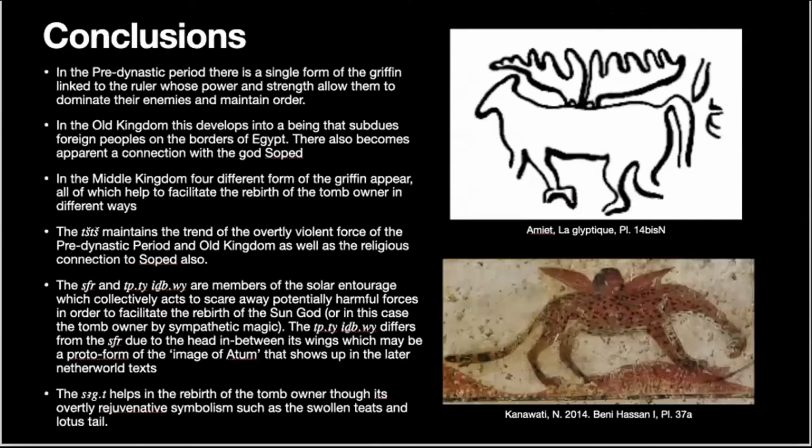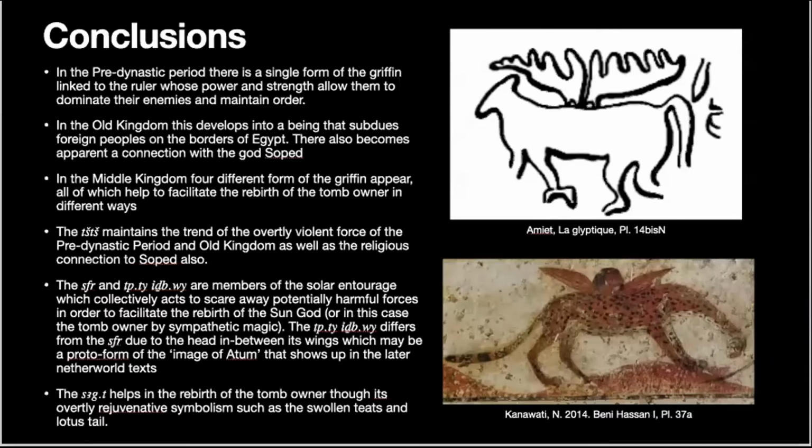So overall, I've tried to show that the griffins of the Middle Kingdom tombs all work to ensure the rebirth of the Tumona in the afterlife. However, as this can probably be said of many or most scenes that you find in tombs in general, the devil here really does lie in the details and the nuanced different ways through which these separate griffins achieve the same goal. Going back to the pre-dynastic period, we have a single form of griffin that acts as a zoomorphic representation of the ruler, whose power and strength allow them to dominate their enemies and maintain order within Egypt.